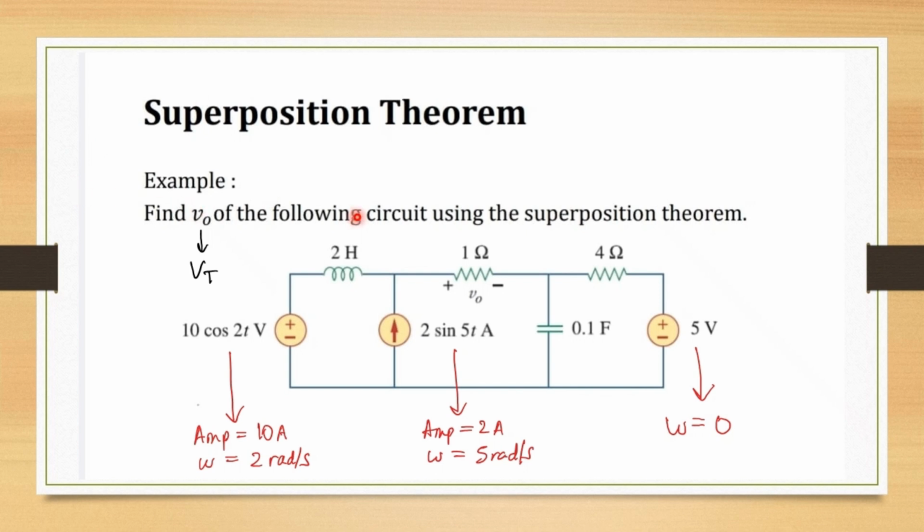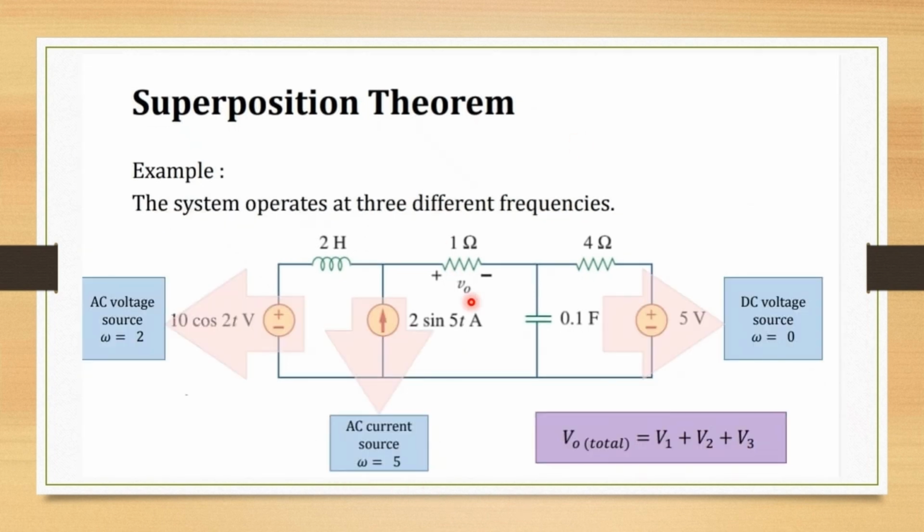Now let's do a simple question. It asks us to find the V0 of the following circuit using the superposition theorem. So this V0 is actually V total simply. And here you can see an AC voltage source, AC current source, and a DC voltage source. And as you can see, I've noted down the amplitude and the angular frequency for each. So we need to find V0 or Vt by adding up V1, V2, and V3.